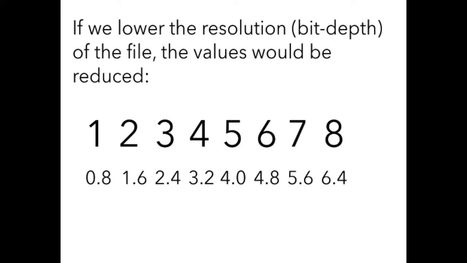So the new sequence, instead of 1, 2, 3, 4, 5, 6, 7, 8, has now become 1, 2, 2, 3, 4, 5, 6, 6. That's vastly different from the original file, and this will cause distortion and truncation errors in your file.